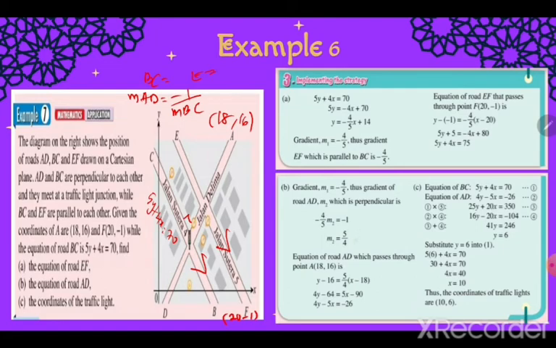So what is our point? Since we are talking about the equation of AD, we use point A.